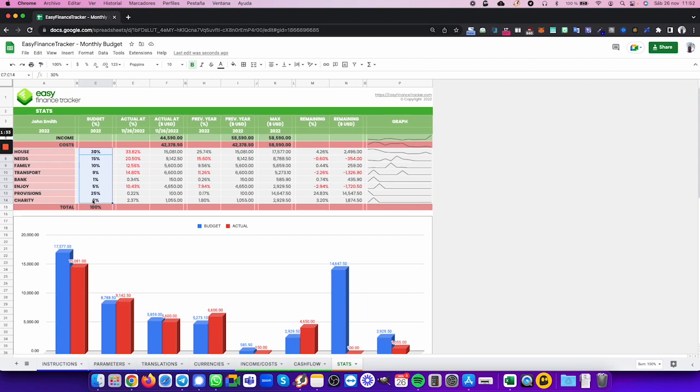This is why, in this box, it shows us that 30% of the budget was supposed to be spent on the house. But, as of today, therefore as of November 26th, 33% has been reached. So, you are spending more and, for this reason, it is shown in red color. Instead, at the end of the year, 25% is estimated.